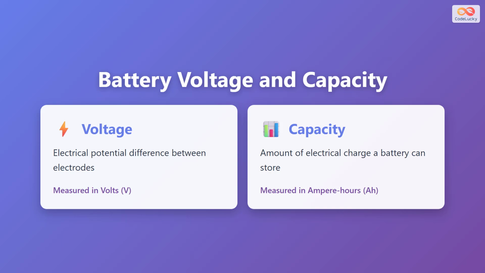Two important specifications describe battery performance. Voltage is the electrical potential difference between the electrodes, measured in volts. It determines how much electrical force the battery can provide. Capacity is the amount of electrical charge a battery can store, measured in ampere hours. It determines how long the battery can supply power before it needs recharging or replacement.